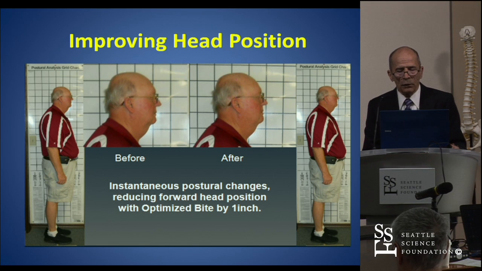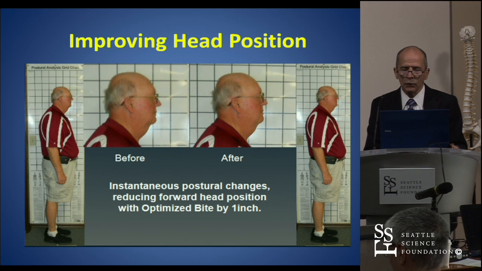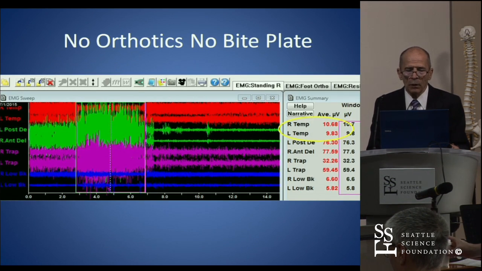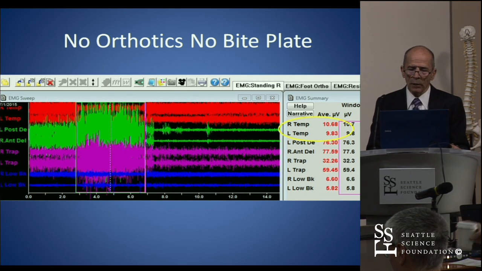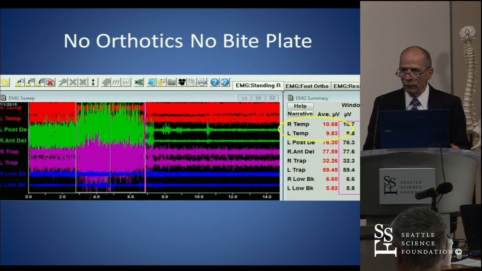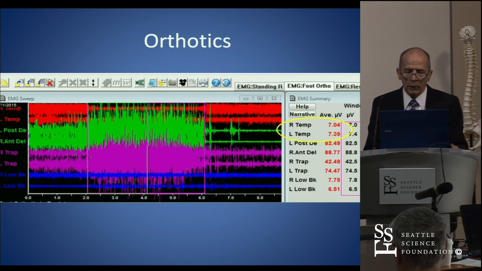They use the temporalis muscle. If it's very, very active, they know the head is in a bad position, and the more it's at rest, the less firing. So I made orthotics on this patient, and without orthotics and without a bite plate on the right side, we had over 11 microvolts of activity. When we put the orthotics in, it went down to 7 microvolts on the right side.